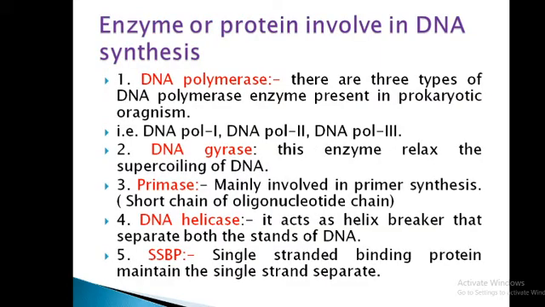Enzymes are the proteins involved in DNA synthesis. DNA polymerase. There are three different types of DNA polymerase enzymes present in prokaryotic organisms, that is DNA polymerase 1, 2 and DNA polymerase 3. Each DNA polymerase has a different role. DNA polymerase 1 function is different. The second is mostly involved in the DNA repair mechanism, and the third is the main processive enzyme where the new daughter DNA will be synthesized.